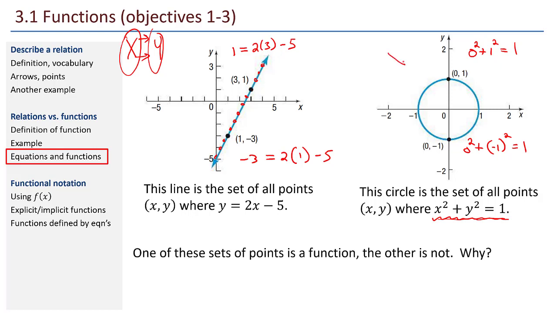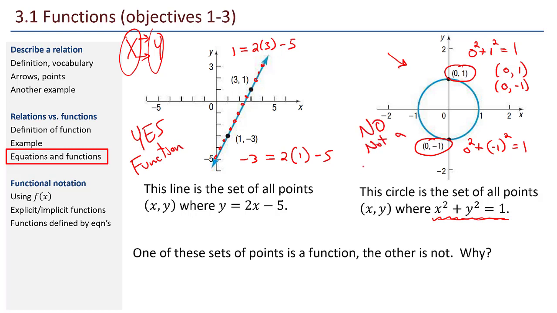But on the picture to the right, on the circle, I do have an x value with two different y values. There it is. There's 0, -1, and 0, 1. Both of these points are on the circle. But these represent one x value with two different y values. So the circle is not a function, whereas the line is. So I will write yes, function. And the other one is no, not a function.